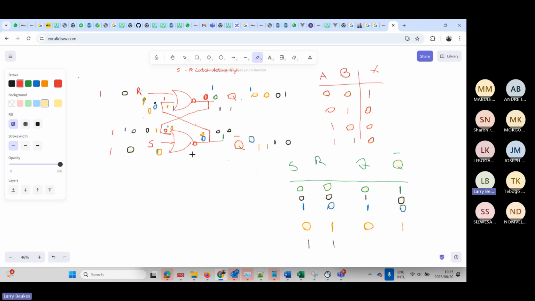So 1, 1, 1, 1 will give us a 0. Let's put it here, give us a 0. So we bring the 0 here. 1, 0 will give us a 0. Let's bring this 0 here again. So we have 0, 0, you see? Both of them are off, which is impossible, right? It's impossible.